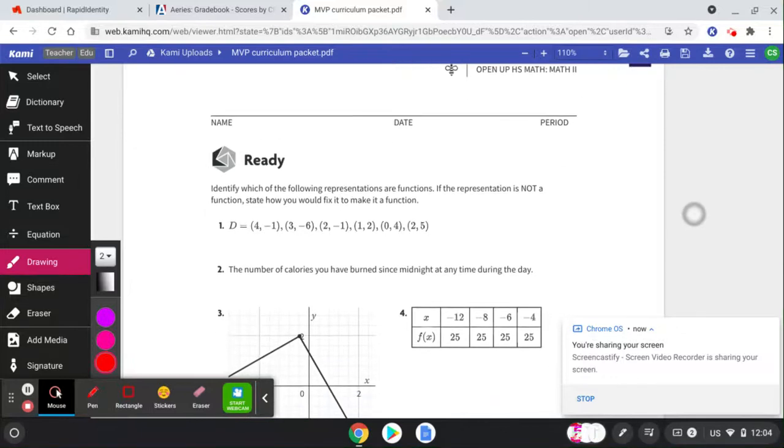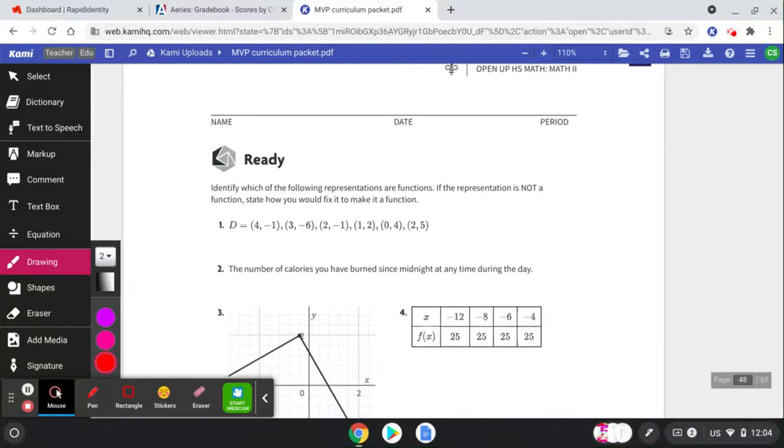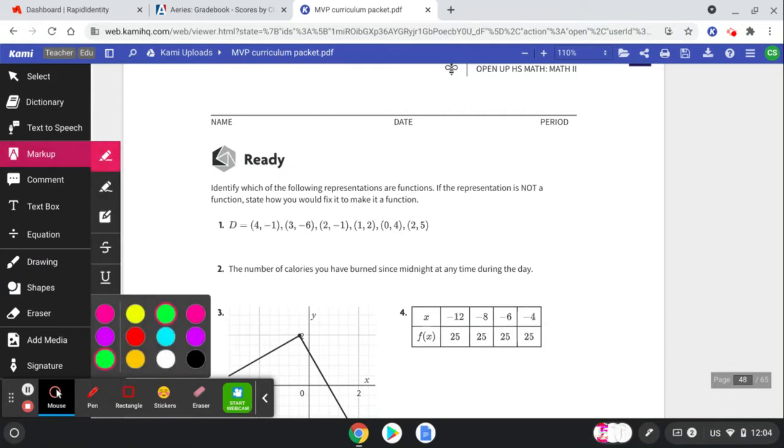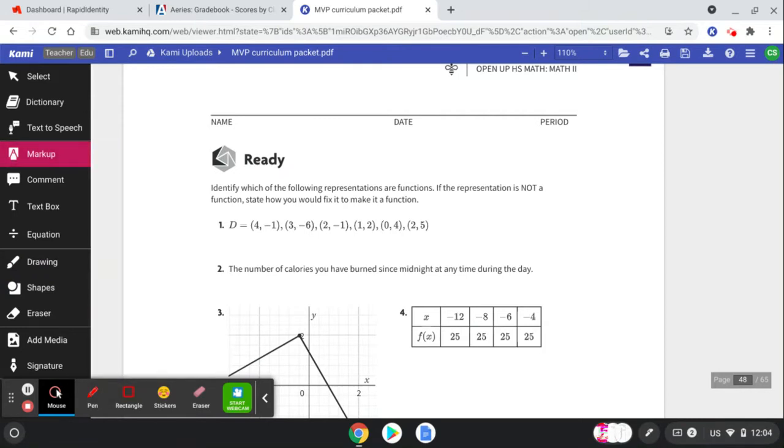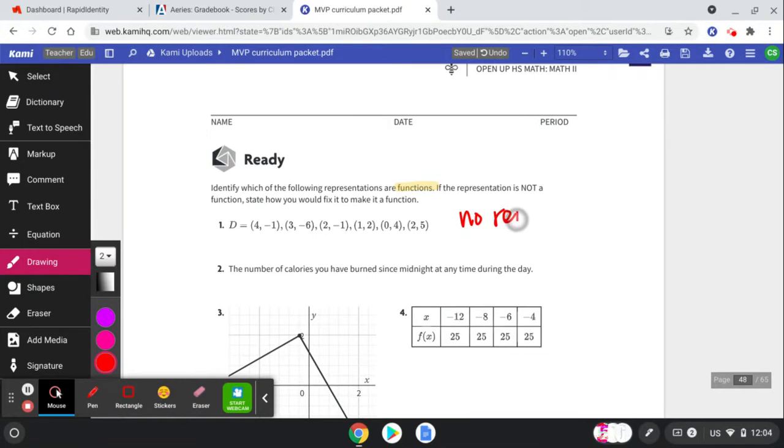Okay, so for this ready, set, go, they're starting by asking you just yes or no, is something a function? Based on our lesson, remember that to tell if something is a function, we want to make sure that it has no repeating x values. And so let's go take a peek.